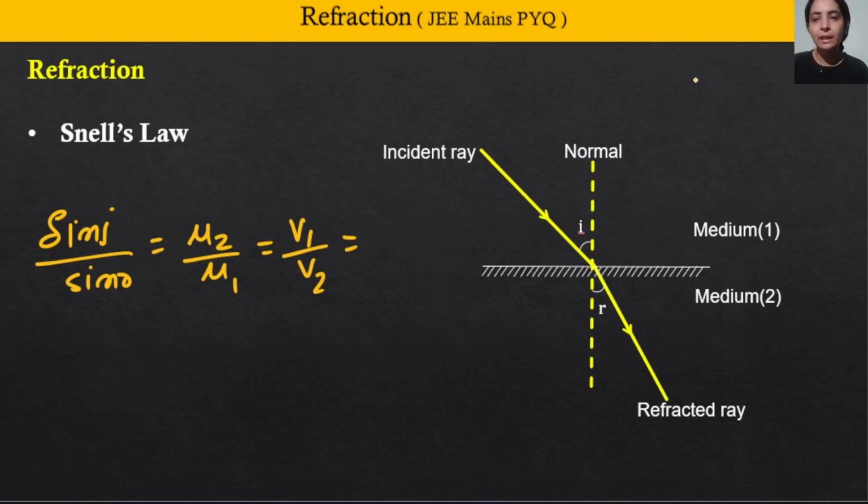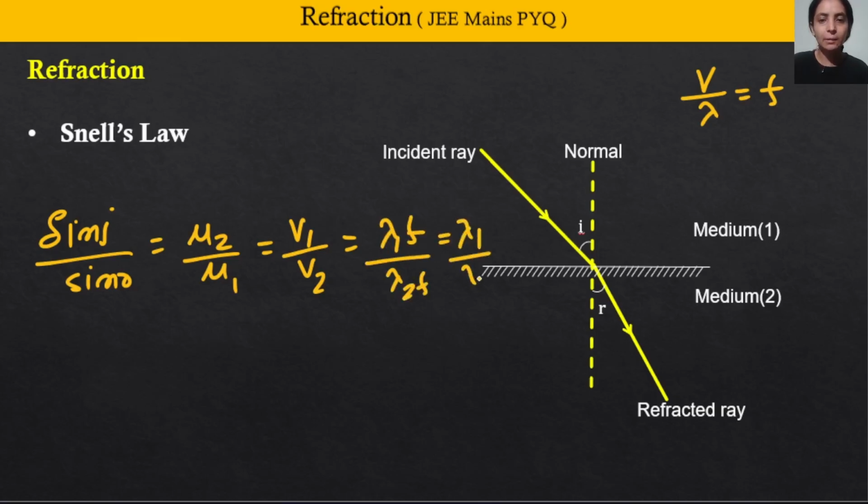Wavelength, what is it? Basically velocity by wavelength is frequency, and we know that when light travels from one medium to another, frequency remains unchanged, right? So from there we can write velocity as lambda f. Okay, so v1 can be written as lambda 1 f by lambda 2 f, f will get cancelled, and this is nothing but lambda 1 by lambda 2. So this is what we can get from Snell's law.